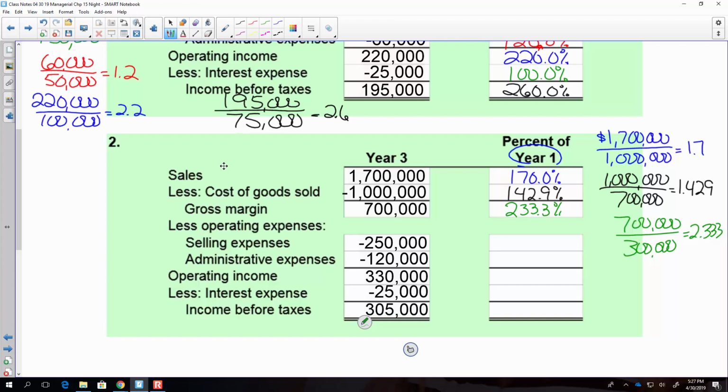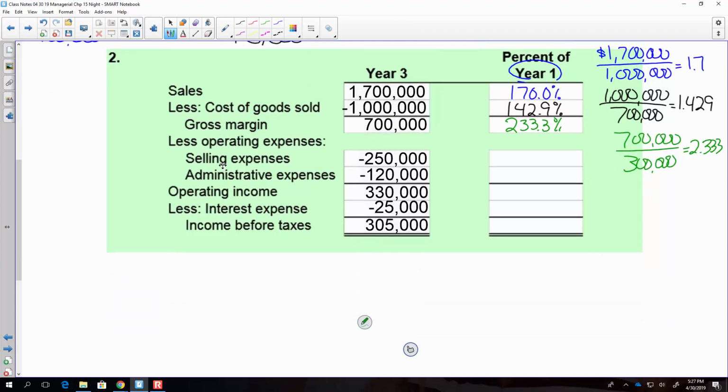Selling expenses are at 250 versus 150, right? That's 1 something. 167. Then administration expenses, 120 versus our base year of 50.